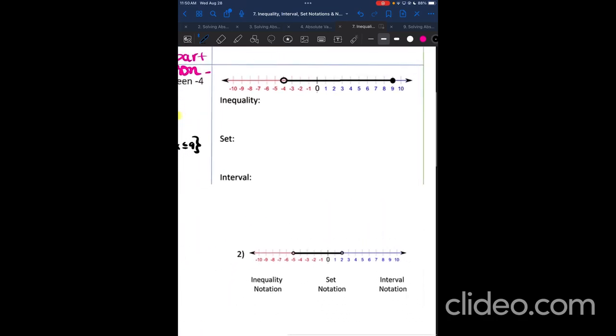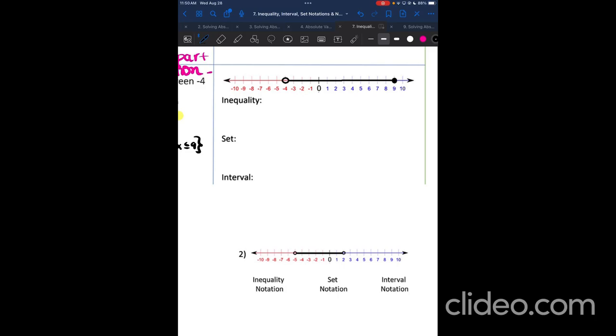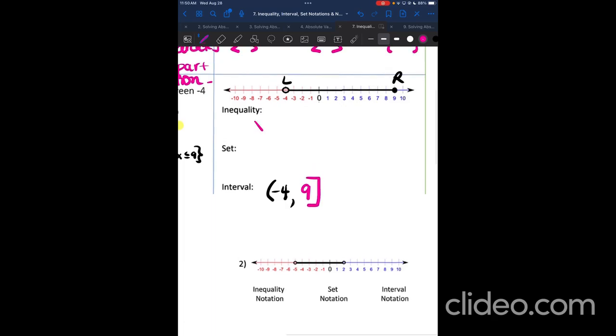So I'm going to start with interval notation. So on the left here is the -4. This one's going to be a parenthesis because it's an open circle. And then we have the right side, which is a 9. This one is closed, so it's going to be a bracket. Inequality, start off like this. -4 goes on the left, 9 goes on the right. And then the 9 is the one that had the closed point, so that's the only one that needs the equal sign. And then set notation would look like this.